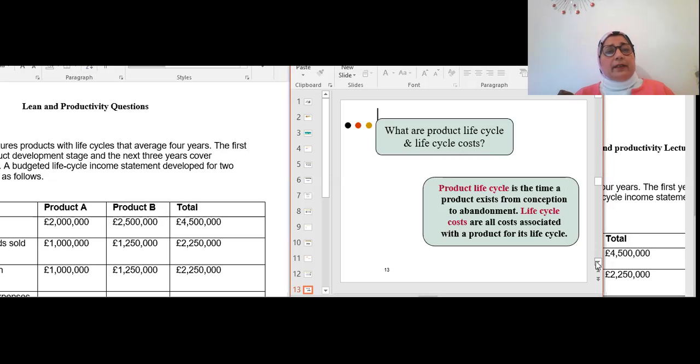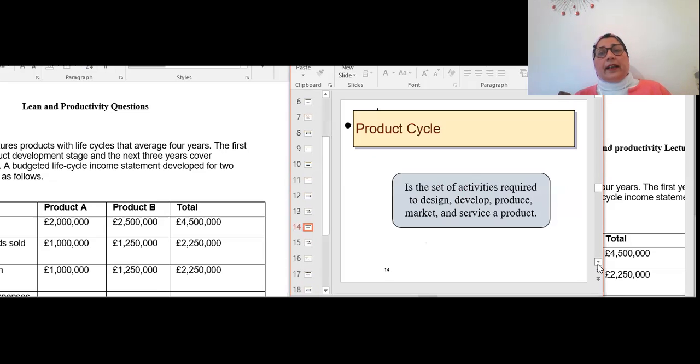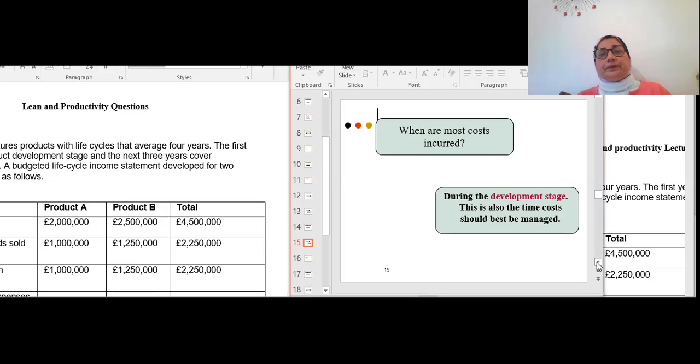So just to recap, the product life cycle is the time a product exists from conception up until abandonment. Life cycle cost is all the cost associated or assigned to the product life cycle. It's a set of activities required to design, develop, produce, market, and service any product. We always say this is the design, this is develop, this is produce, this is market.